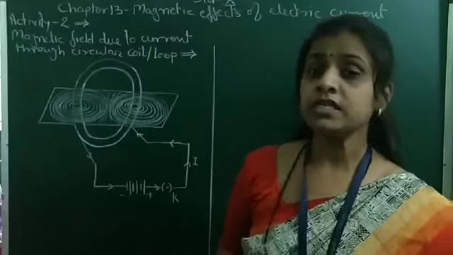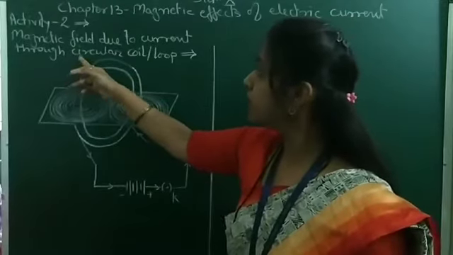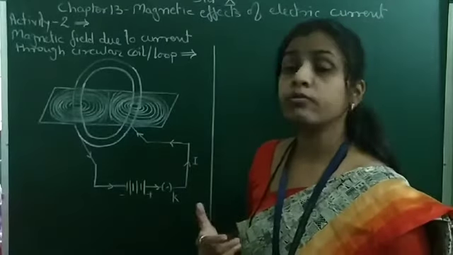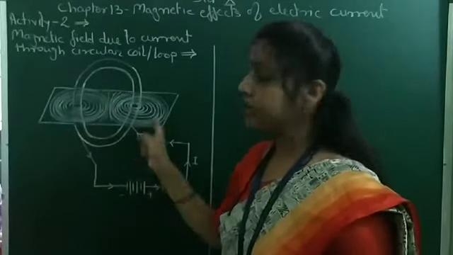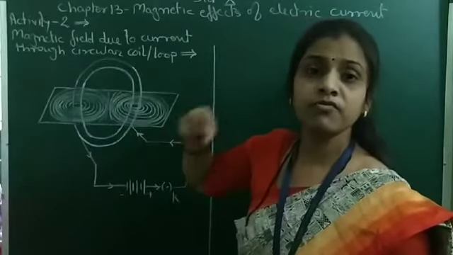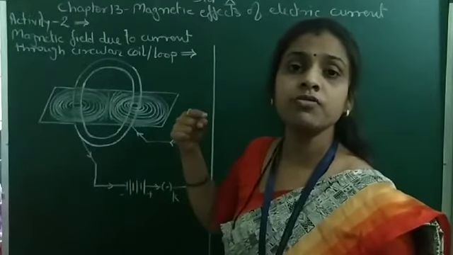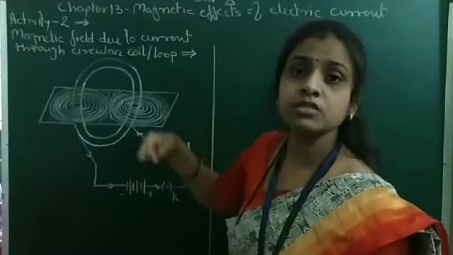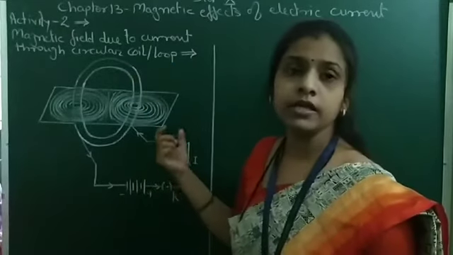Now today we will see the next activity, that is activity 2, magnetic field due to current through a circular loop or a circular coil. For this activity we require a cardboard having 2 holes, and a coil having a large number of turns. This coil, or loop, is made up of a large number of turns of copper wire or any kind of wire. Then we have a battery, plug, key, rheostat and ammeter.